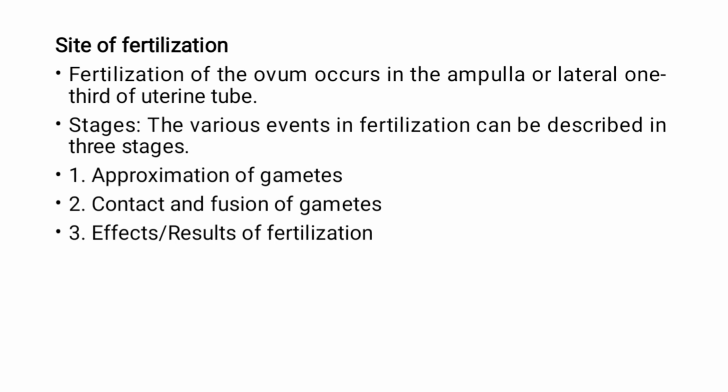Okay, they move by peristalsis, then they meet up. That's what we call approximation, just the travel of gametes in the reproductive system of the female. And then the second is contact and fusion of gametes. When they form contact, the zona pellucida dissolves, they get to contact, so they fuse together.